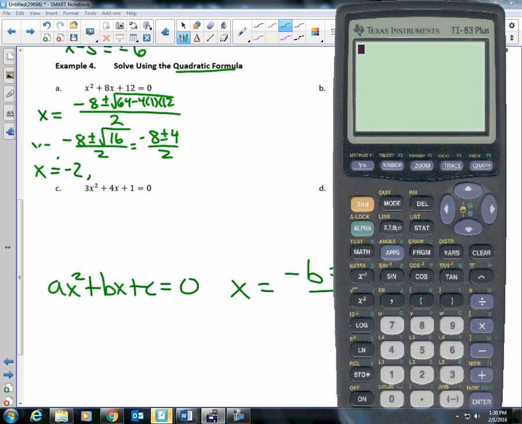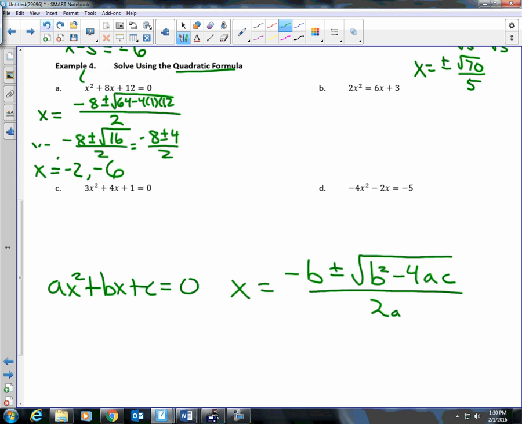What's negative 8 minus 4, divided by 2? So our two solutions are negative 2 and negative 6. Now in this situation, we could have factored it to x plus 2 times x plus 6. So you can see that if you do recognize that it does factor, that would probably be a faster way of solving it. But the quadratic formula works in all situations.